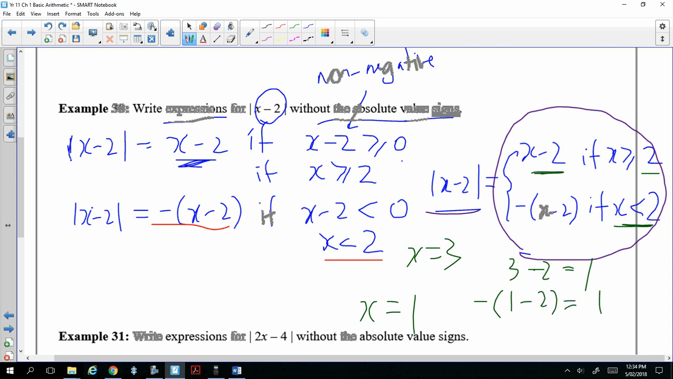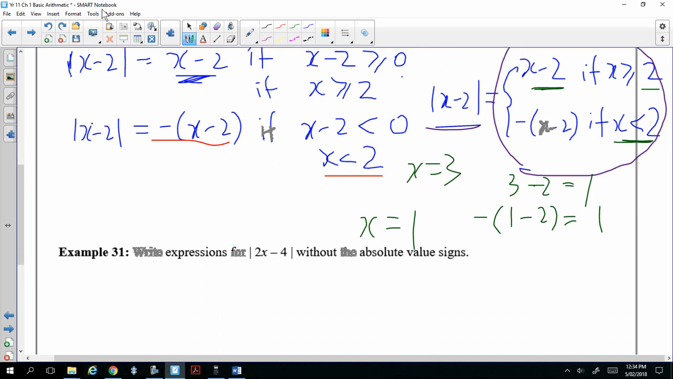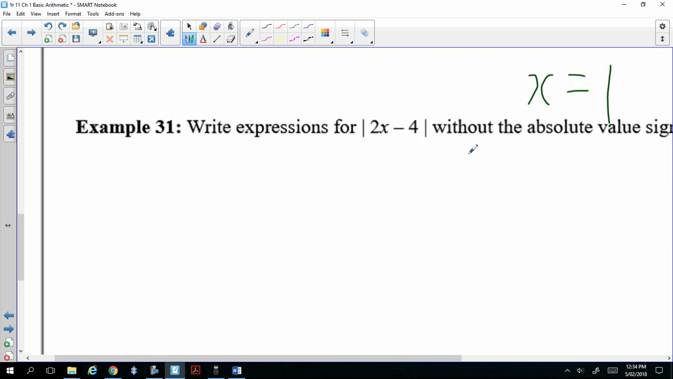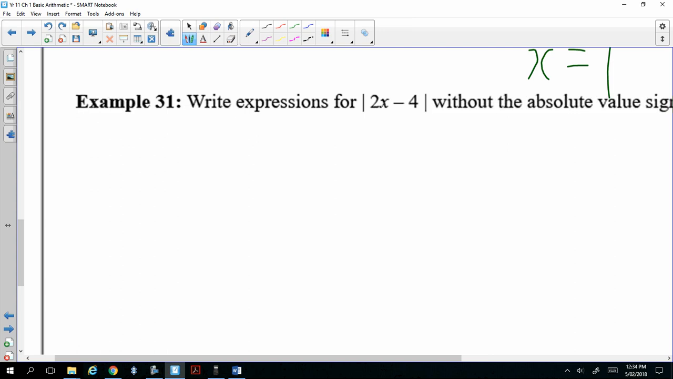Okay, so that's, I would say, the most challenging part of this chapter, absolute value, because it's a bit challenging. Let's do one more. Let's do it slowly again. Absolute value of 2x minus 4. Oh, let me rub this off. This pen sometimes doesn't work very well. Let me do that again. Okay, absolute value of 2x minus 4.